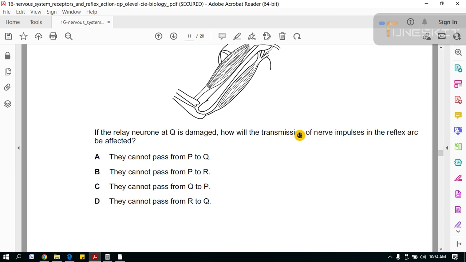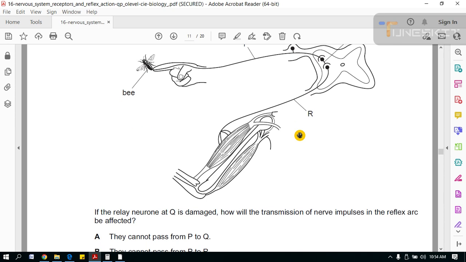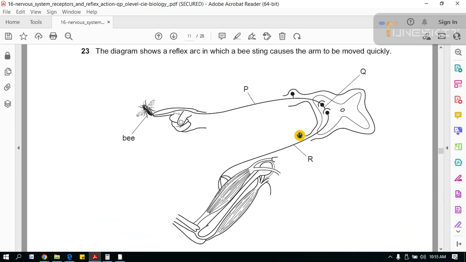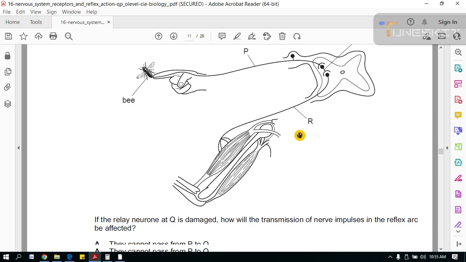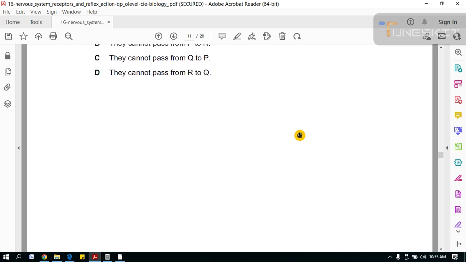They cannot pass from P to R, because if Q is damaged, the message will come from P to Q, but Q will not process it, so definitely that impulse will not transfer from P to R. Right? It is the correct pathway. So here option B is correct.